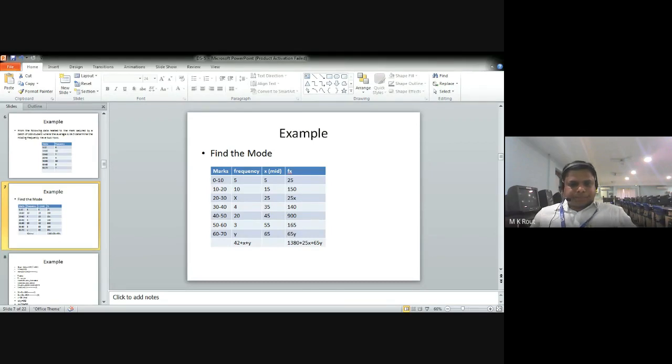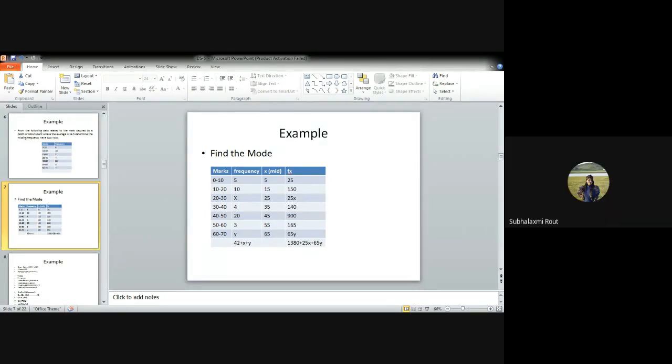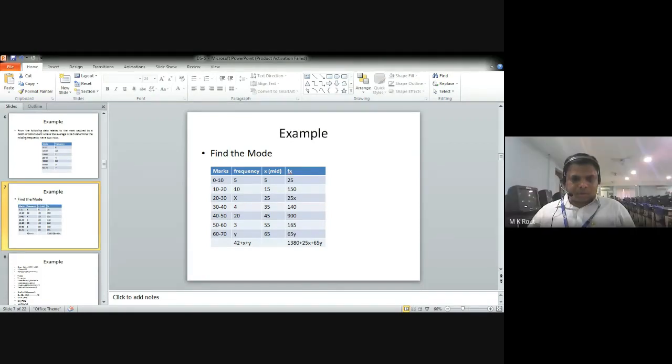x is equal to 30, y is equal to 20, good. What is your answer for x and y? Sir, x is equal to 30 and y is equal to 28. Okay, good. Correct answer. Okay, I'll show the slide.